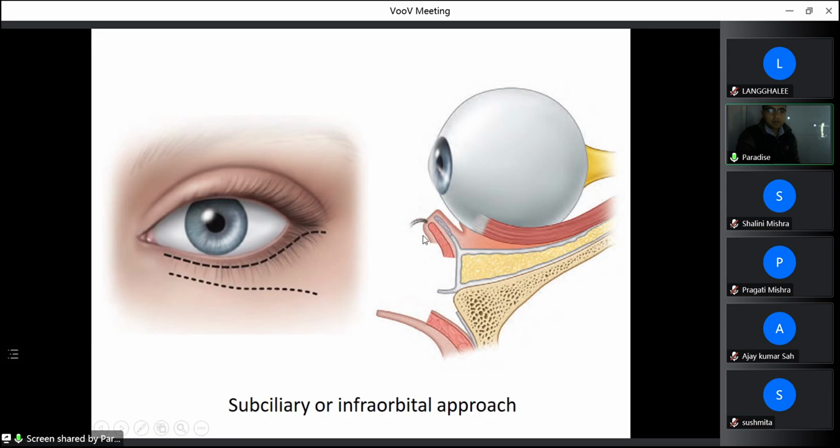In case of the subciliary approach, you have to give the skin incision, followed by the muscle which is present there, the orbicularis oculi. You have to incise the orbicularis oculi muscle, then you will raise it to reach the bone. You have to incise the periosteum just below the infraorbital rim, because if you give the incision in this area, there is presence of periorbital fat. This periorbital fat will come into your surgical site and interfere with your surgery. So it is also known as a step incision.